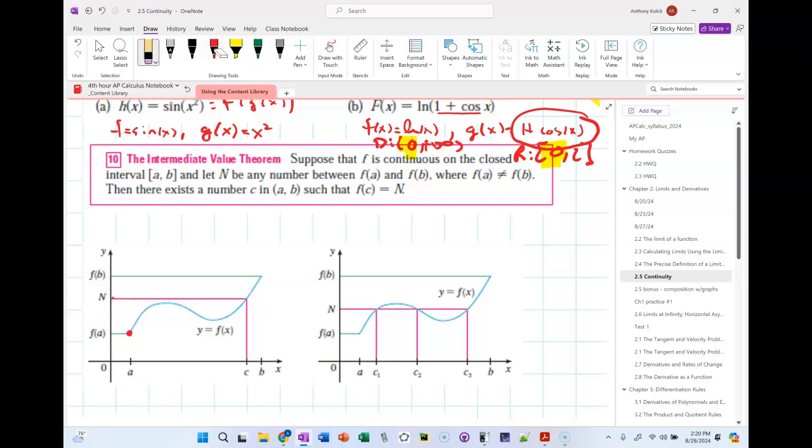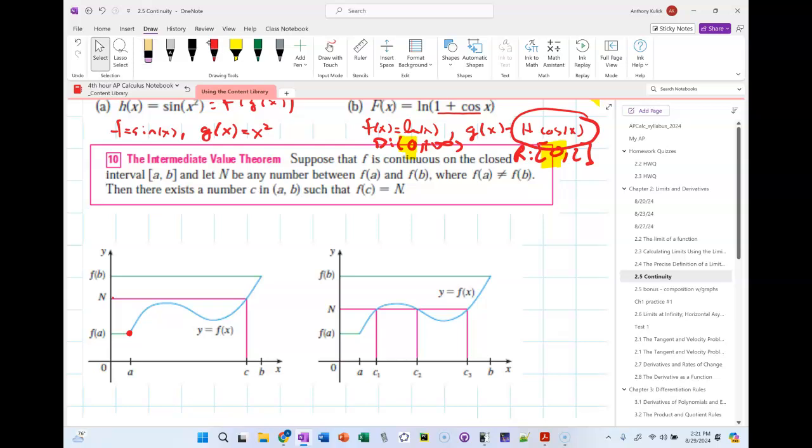Could there be more than one x? Yes. Does this theorem at all help me find the x? No. It is just going to allow me to prove its existence. This is an existence theorem. It does not help you find anything. It just says that it has to be there.